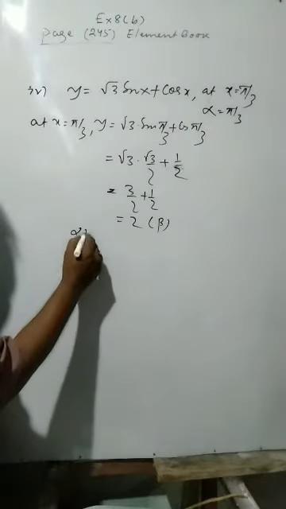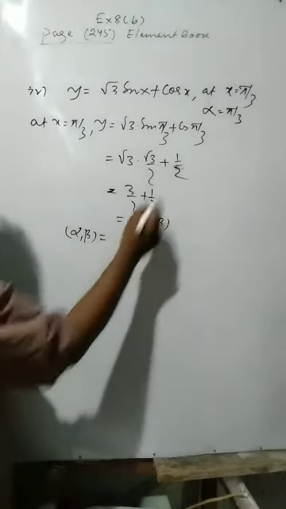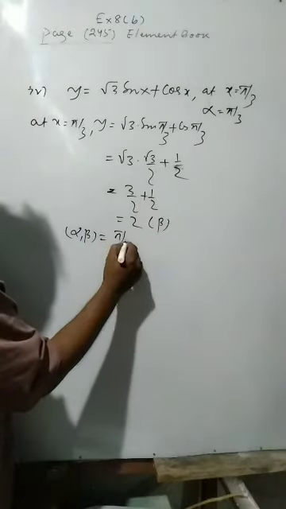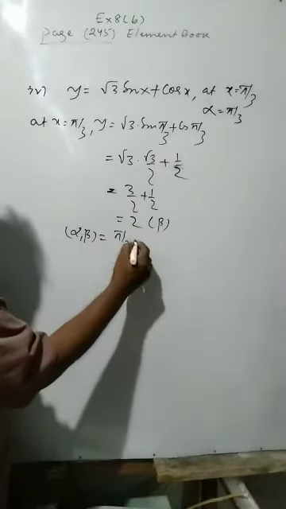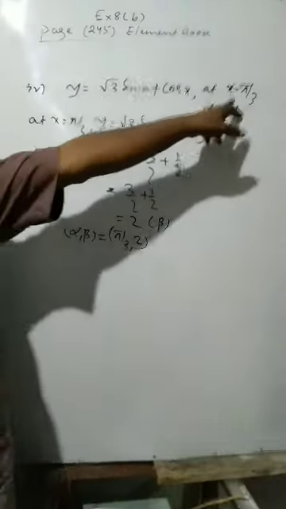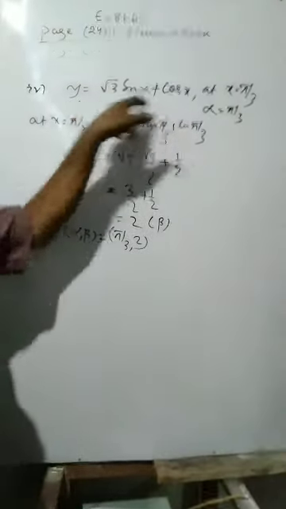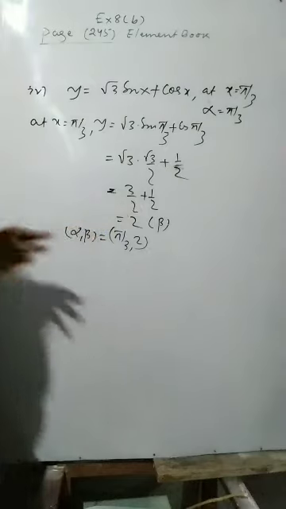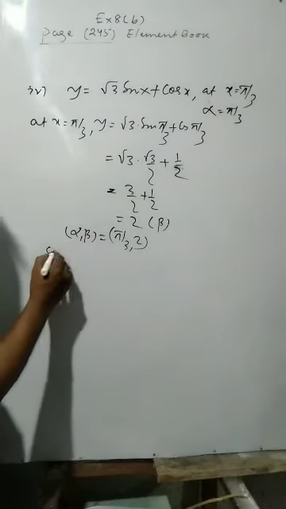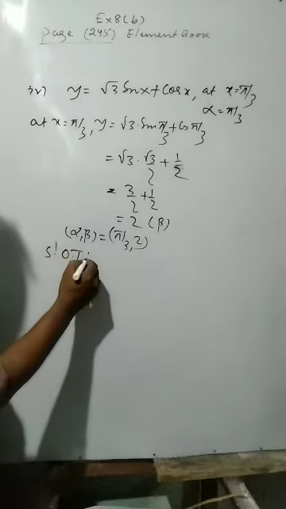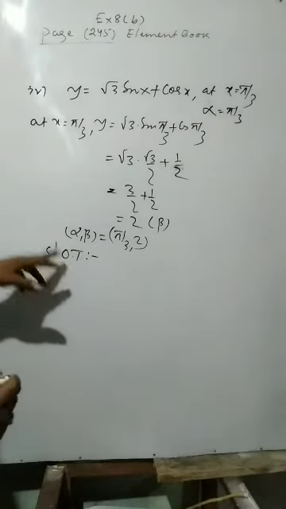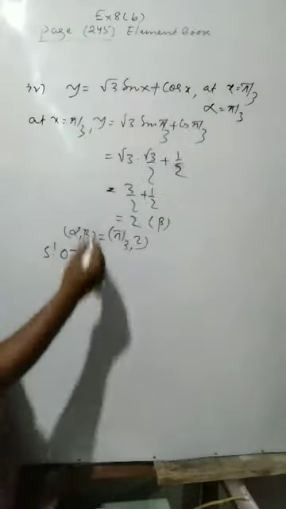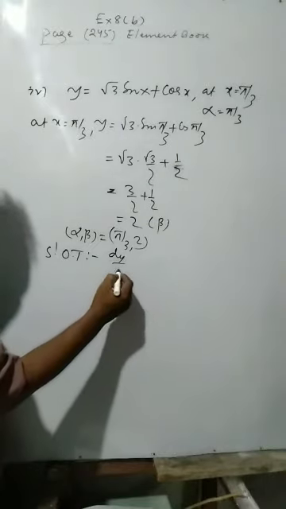So the alpha beta point is: instead of alpha you put pi by 3, and beta value is 2. The x value is given, put it in, and the y value that you get is beta. Okay, so now the slope of the tangent, SOT. Let us find the derivative, so dy by dx.